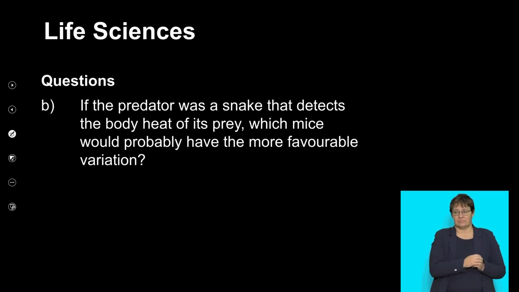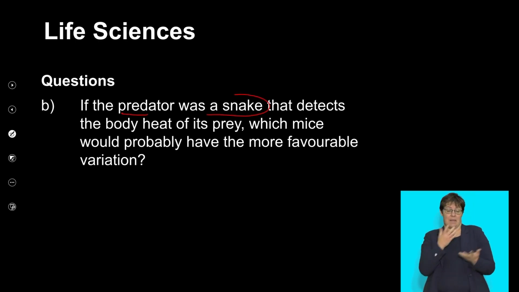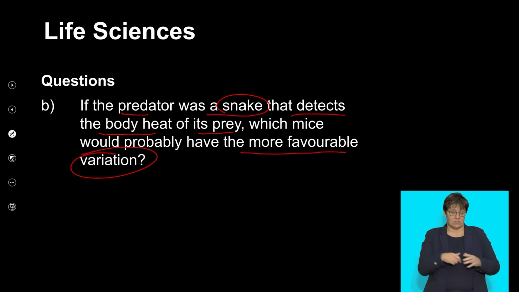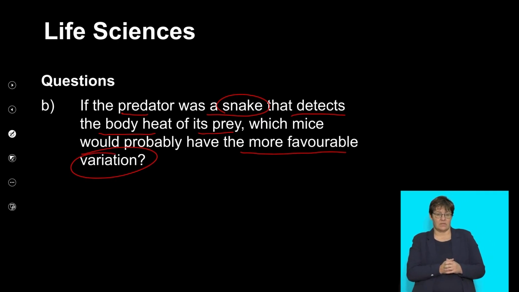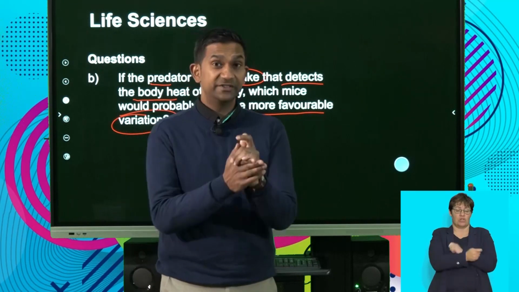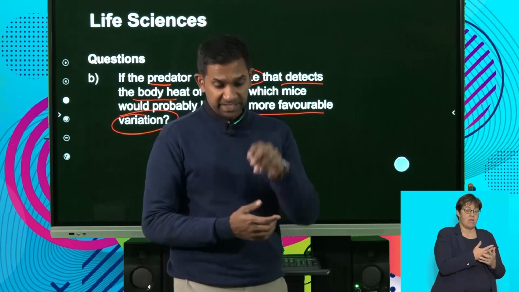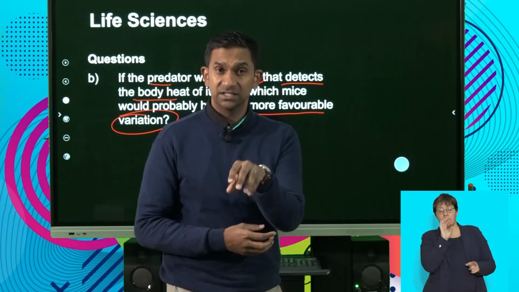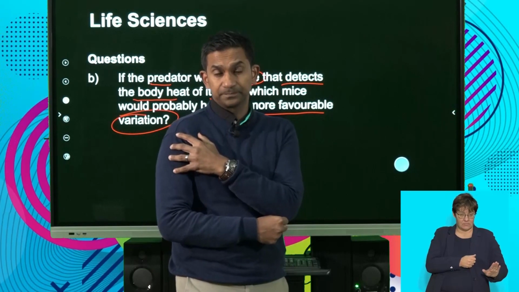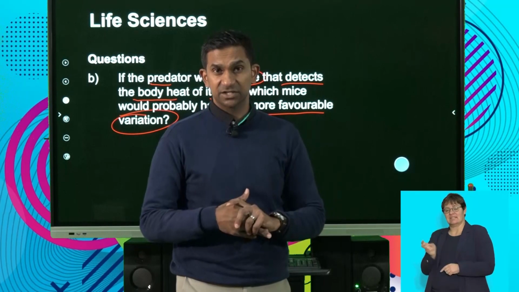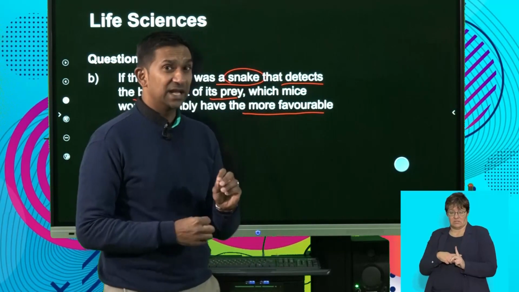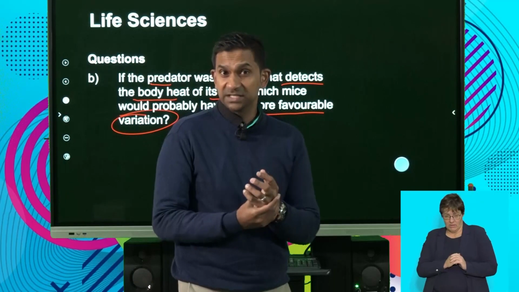Let's unpack another question. If the predator was a snake that detects the body heat of its prey, which mice would probably have the more favorable variation? So now, guys, we're talking about a change in the selection pressure. Previously, in that other question, we looked at the predator bird, which was an owl, and its ability to see individuals at night was based on the color of their fur. Now we're looking at a different selection pressure. Here we have a snake that relies on being able to sense the heat from its prey.